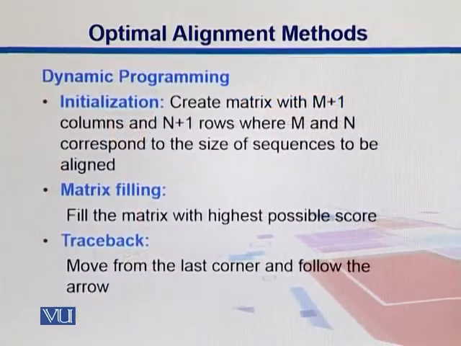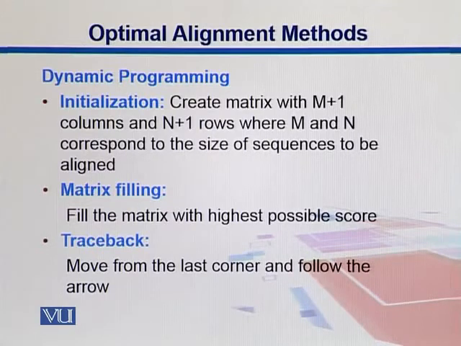While we do initialization, what we do is create a matrix with m+1 columns. How many columns do we need? One more, since we are trying to compare two sequences over full length or for local regions with one another. So we need an empty additional column, and in the same way we need an additional row. Why? Because we want to initialize that. You'll understand when we start filling this matrix. M and N basically correspond to the sizes of those sequences.